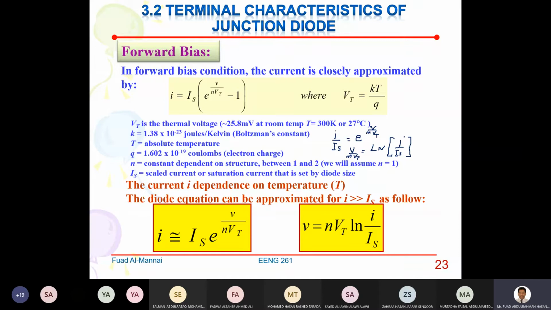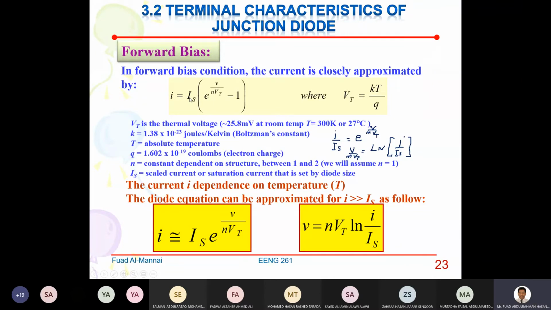Now, the equation here. Remember that I is very much greater than IS, very much greater than IS, and therefore this formula here is approximated like this, because this term here will be small.